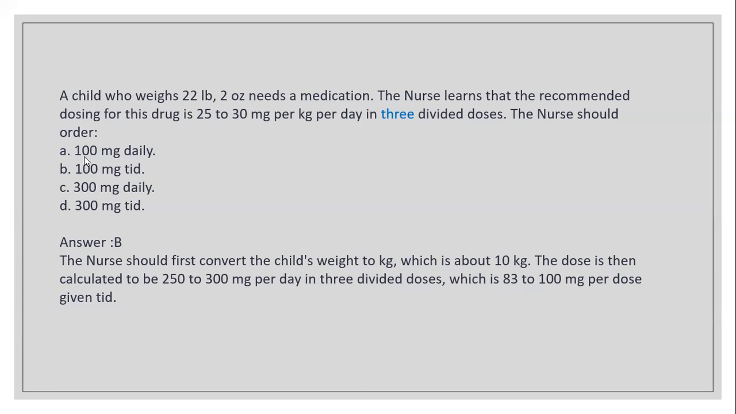So number A, 100 milligrams daily. Number B, 100 milligrams TID. Number C, 300 milligrams daily. And number D, 300 milligrams TID.